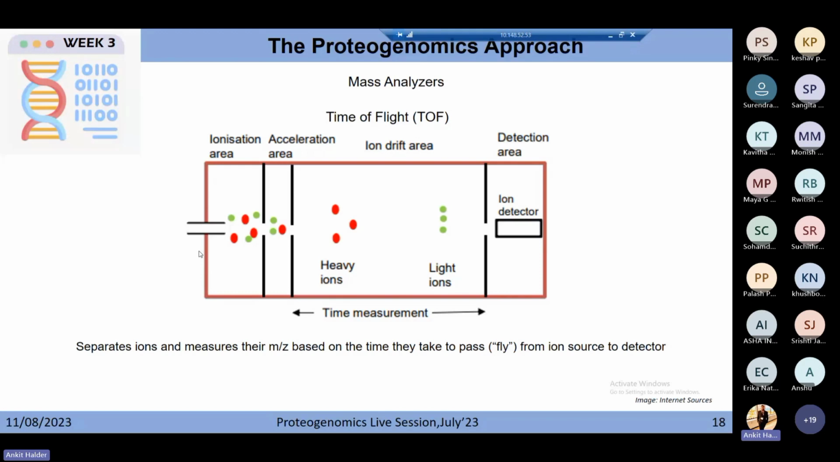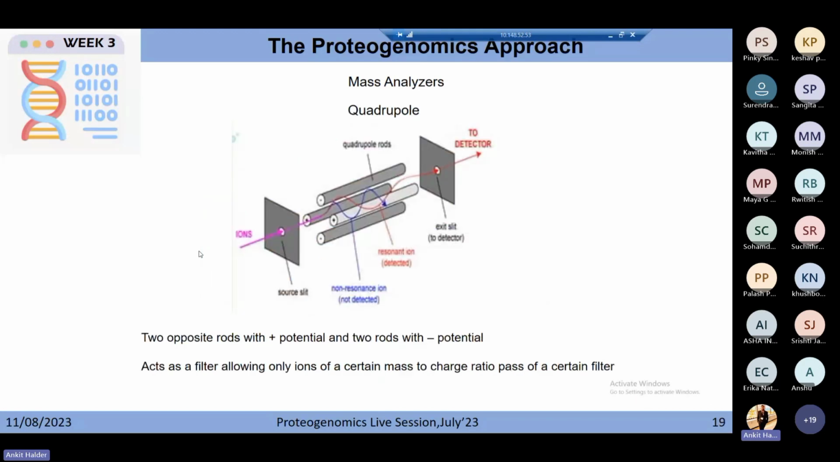So this is one M by Z analyzer, that is the time of flight. Second is the quadrupole, another kind of mass analyzer. What happens is that there are two rods with a negative potential. It acts as a filter which allows only ions of a certain mass to charge ratio to pass, and on the basis of that only they can go.